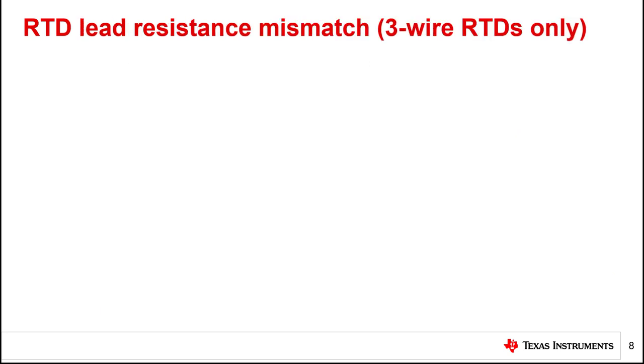The last sensor error we need to consider is lead resistance mismatch error. However, it is important to note that this type of error only affects 3-wire RTDs because of how the lead resistance cancellation is performed. Comparatively, 2-wire RTDs do not offer lead resistance cancellation, and 4-wire RTDs do not include the lead resistance as part of the measurement.